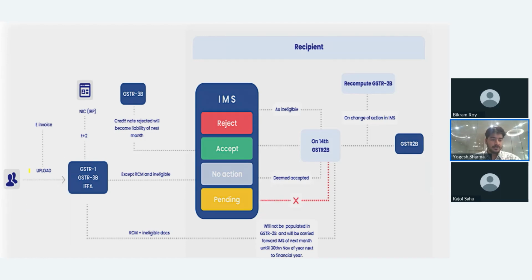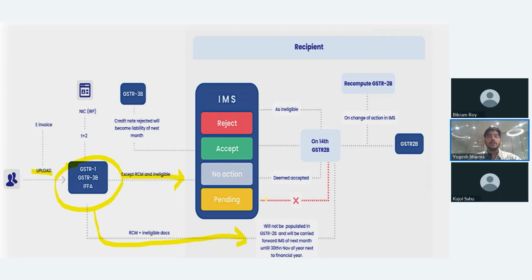First, you upload your returns in GSTR1. After uploading your return in GSTR1, all the invoices will be fetched towards the IMS. The RCM invoices, ineligible documents, and import invoices will not be populated in your GSTR 2B and will be carried forward to the next month. Except RCM, import, and ineligible documents, all the invoices will go through your IMS, where you are able to take action of reject, accept, pending. And there is another option of no action.